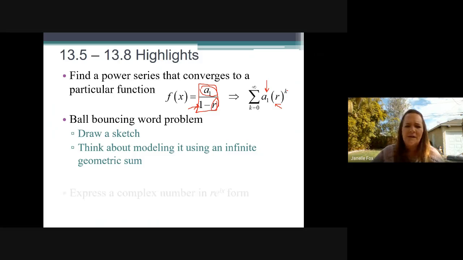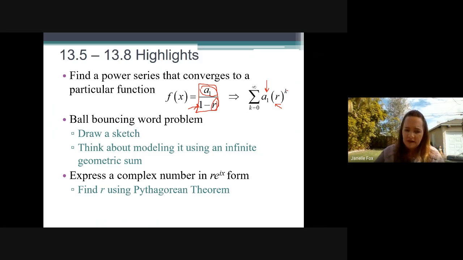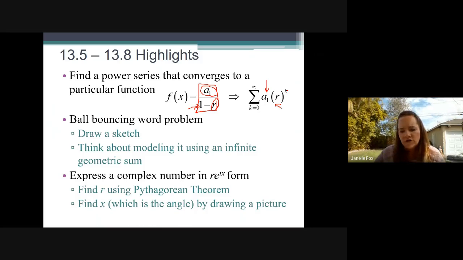I know, very simple. And then there were these extra questions where it says express a complex number in this r times e to the ix form. If you felt a little bit of deja vu, you were totally right. It was a throwback to doing polar. You find the r value by using the Pythagorean theorem. And then I like to find the x value, which is the angle. They could have also put theta.